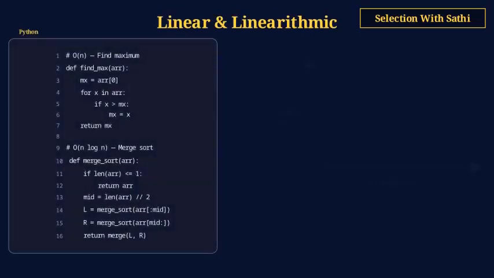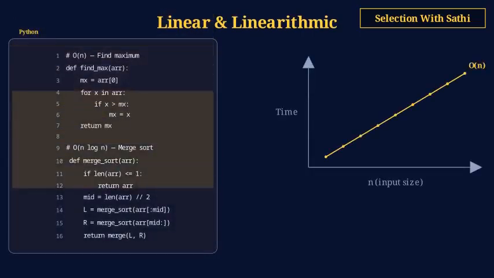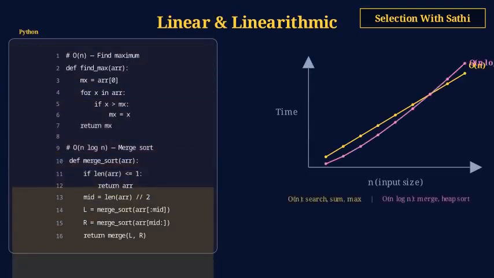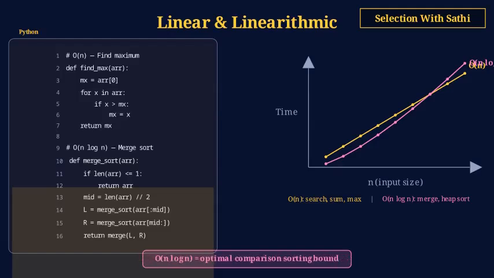Next up, O of n and O of n log n. O of n means linear time. Your algorithm looks at each element exactly once or a constant number of times. Look at the find max function on screen. It traverses the entire array once, comparing each element. That's O of n. Linear search, counting elements, computing a sum, all O of n. There is an important rule here. If your problem requires looking at every element at least once, your algorithm cannot be faster than O of n.